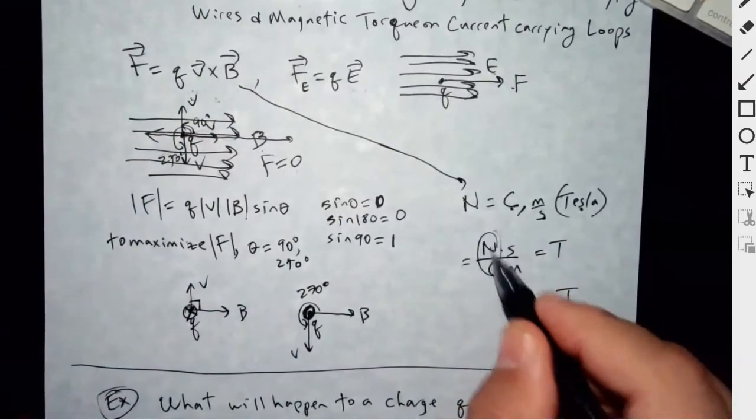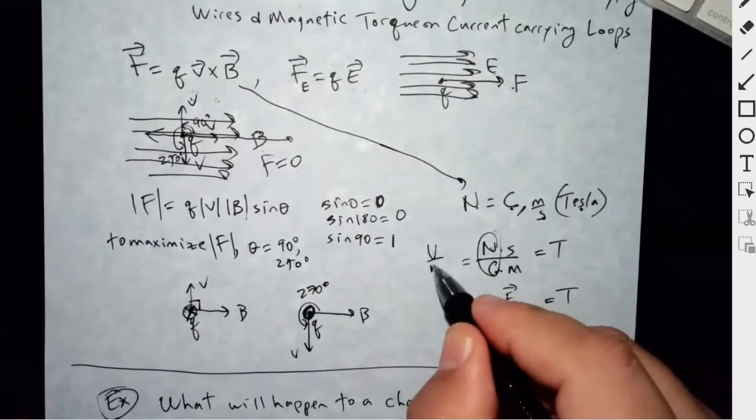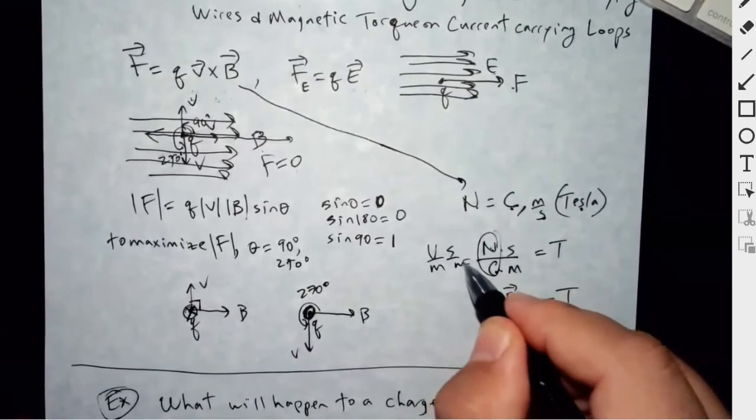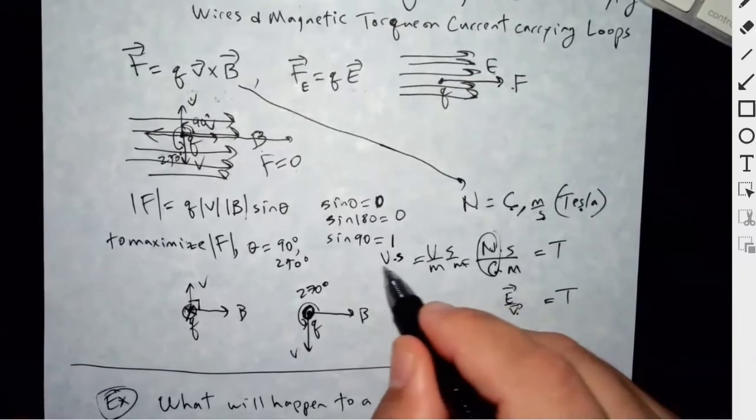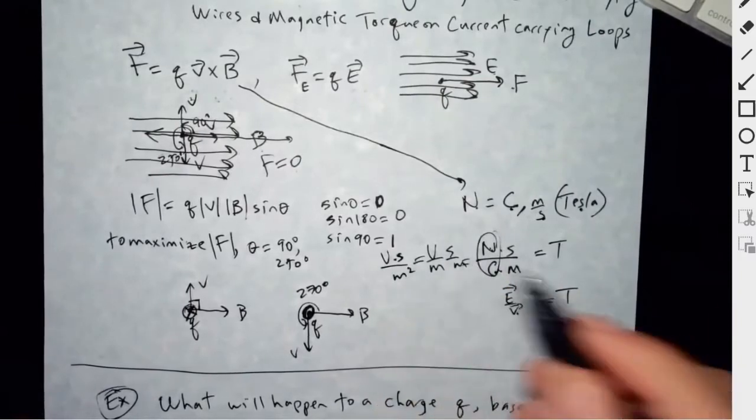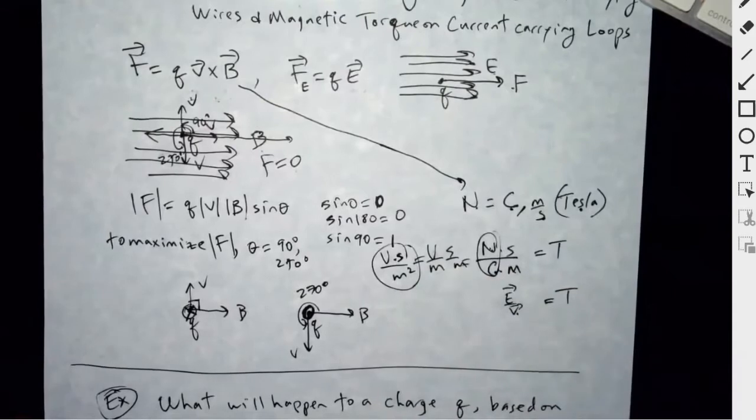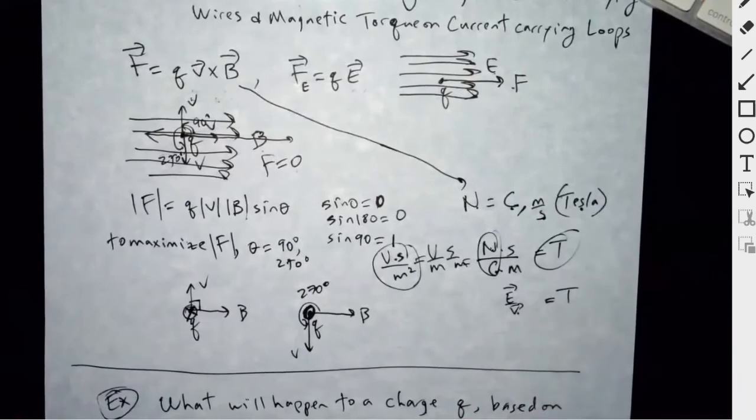You can also say Newton per Coulomb is equivalent to a volt per meter. So then you could say volt times second over a meter squared, although it doesn't really take you anything useful. It just dead ends right there. Okay, so that's the units of the Tesla, but one Tesla is actually a very, very huge magnetic field.